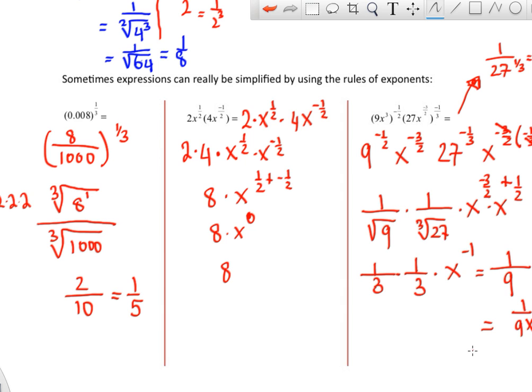Okay? Well, I know there are different ways of doing most of these, so if you did it a different way and you still got 1 over 9x, I think we're on the same page. But this is just what I saw and how I would have solved it.